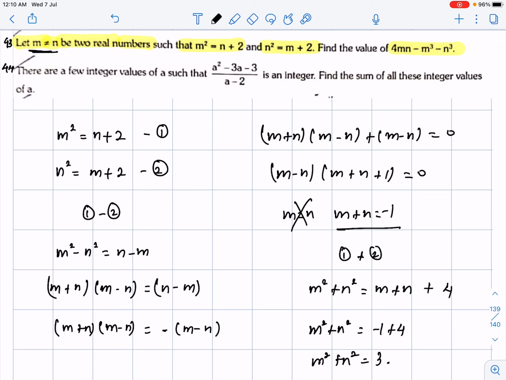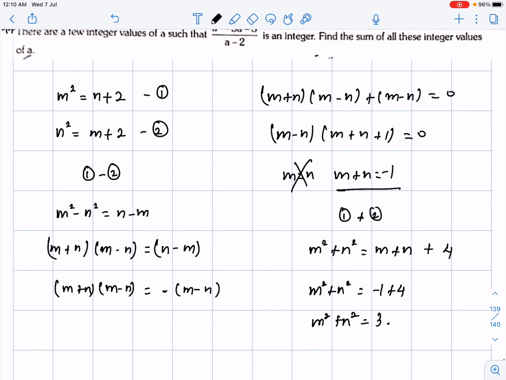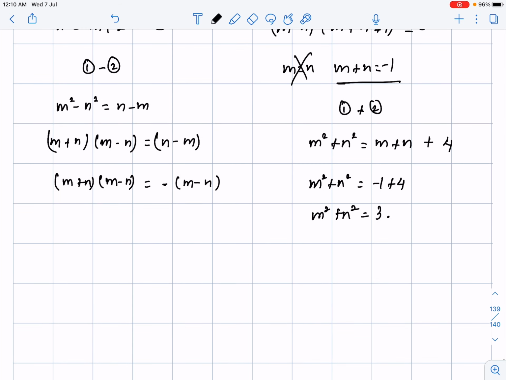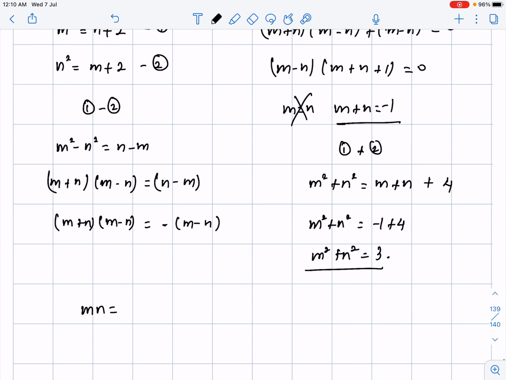Now guys, what do we want? The value of 4mn minus m cube minus n cube. So the value of mn I have to achieve over here. To get the value of mn, we know the value of m plus n and we know the value of m square plus n square. So we know 2mn will become m plus n the whole square minus m square plus n square.